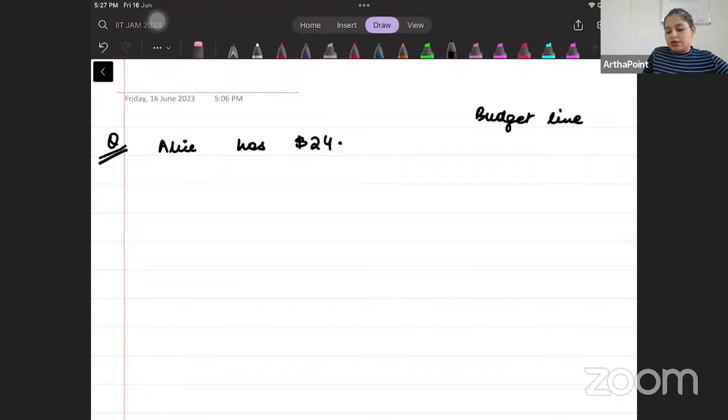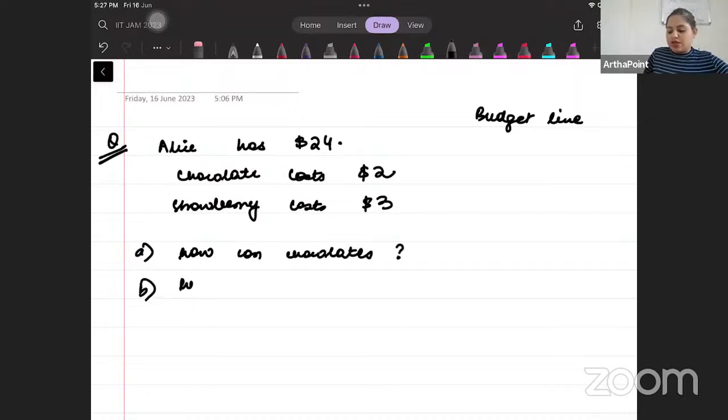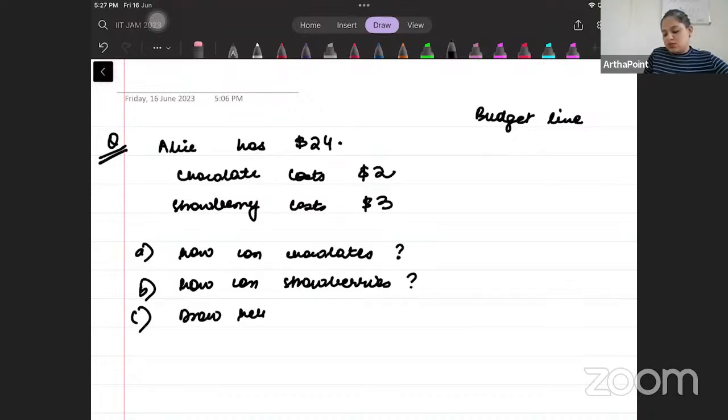A chocolate costs $2 and a strawberry costs $3. First, how many chocolates can Alice buy? Right? Second, how many strawberries can he buy? And third, draw her budget constraint. Very simple question to begin with.